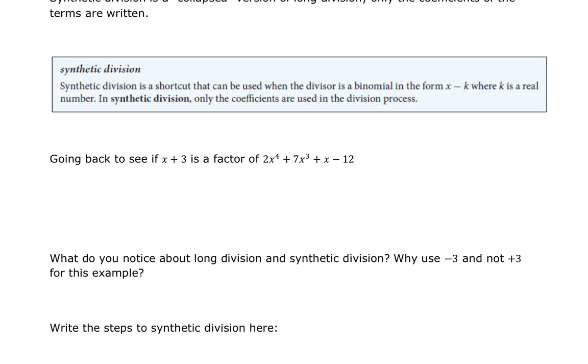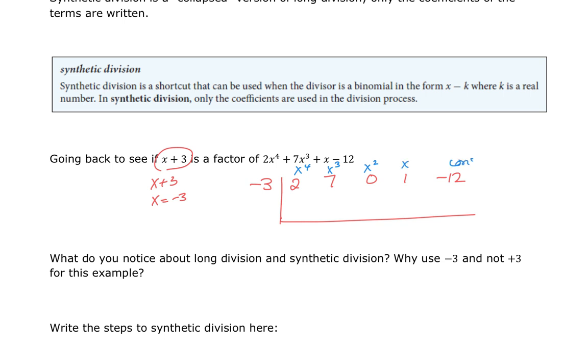So if I do the synthetic division, first thing I'm going to do is the opposite of this. So this would be x plus 3, so x is equal to negative 3. So I'm going to put negative 3 right here. Now with the collapsed version of the synthetic division, I need to have just the coefficients: 2, 7, 0 for the x squared, 1, and negative 12. This is the coefficient on the fourth. This is the coefficient on the third. This is the coefficient on x squared, which you know is 0, x, and then the constant.